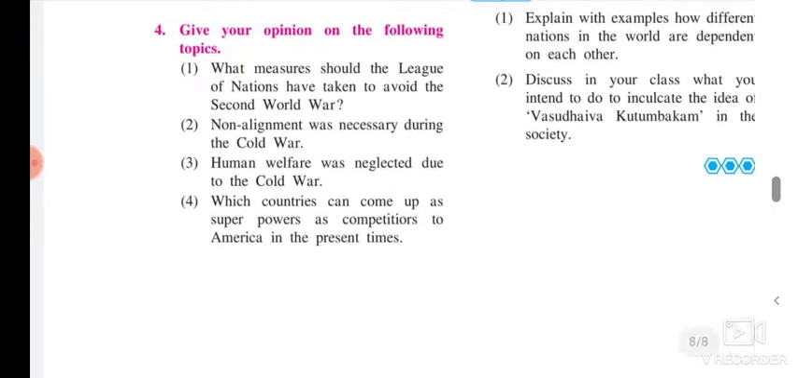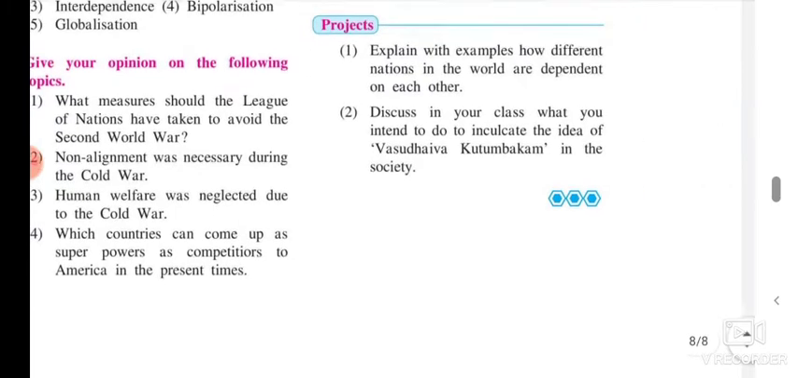Okay. Fourth question. Give your opinion on the following topics. First one, what measures should the League of Nations have taken to avoid the Second World War? Second, non-alignment was necessary during the Cold War. Third, human welfare was neglected due to the Cold War. Fourth, which countries came up as superpowers in competition to America in the present times?